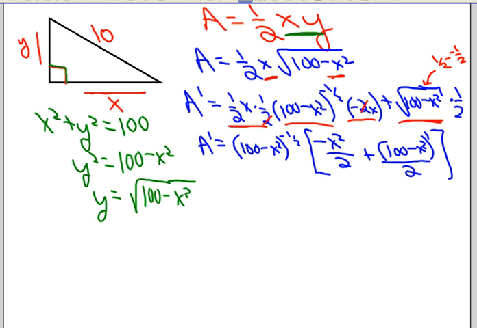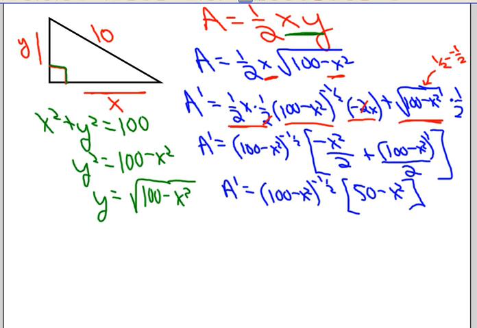Combine like terms inside my bracket here. So I've got A prime equals 100 minus x squared to the negative 1/2 power. And combining the like terms, 100 over 2 is 50. And I've got minus x squared over 2 and minus x squared over 2.